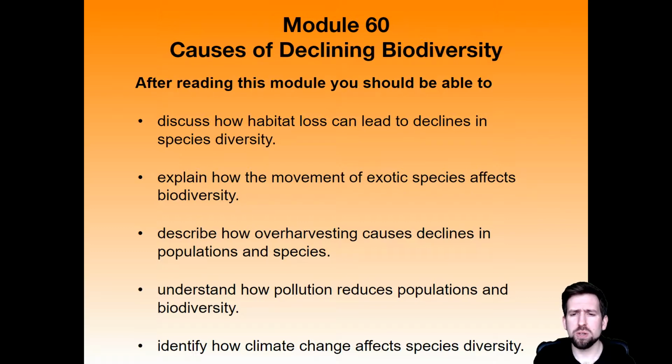After reading this module, you should be able to discuss how habitat loss can lead to declines in species diversity, explain how the movement of exotic species affects biodiversity, describe how overharvesting causes declines in populations and species, understand how pollution reduces populations and biodiversity, and identify how climate change affects species diversity.